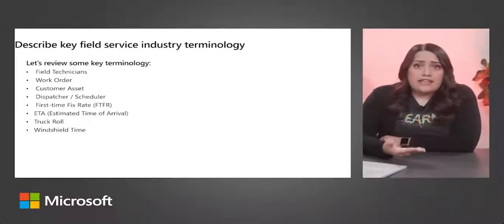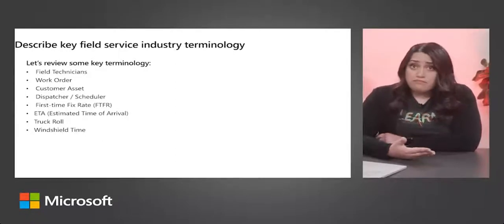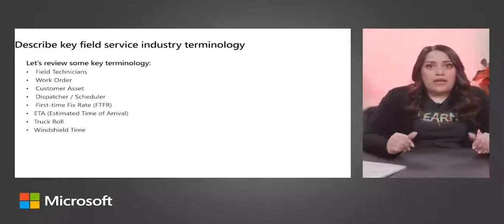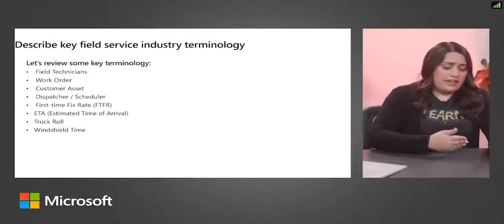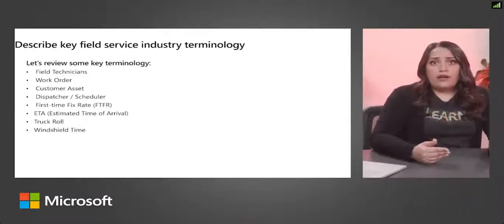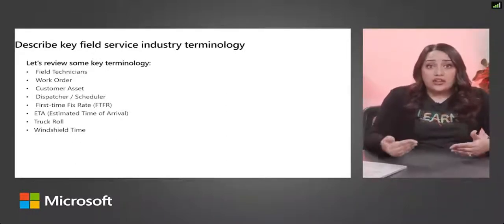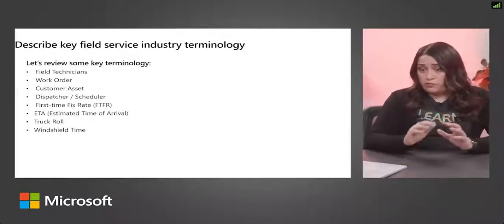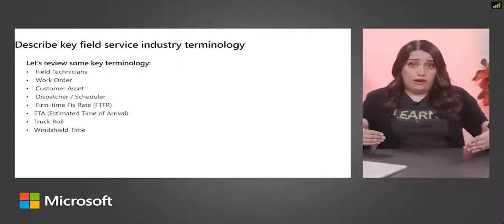So ETA, or estimated time of arrival, is basically the time that they're expected to arrive. And that might vary if they're dispatching a truck, or you might hear that as a truck roll. If the tech needs additional time to go out and get supplies or equipment for the work order, that's what we consider windshield time: the time that they're driving, or the time that they're not actually working on the customer's site. And that's not something you want to have a lot of, since when you send out your techs, you want them to have everything with them the first time they go out.